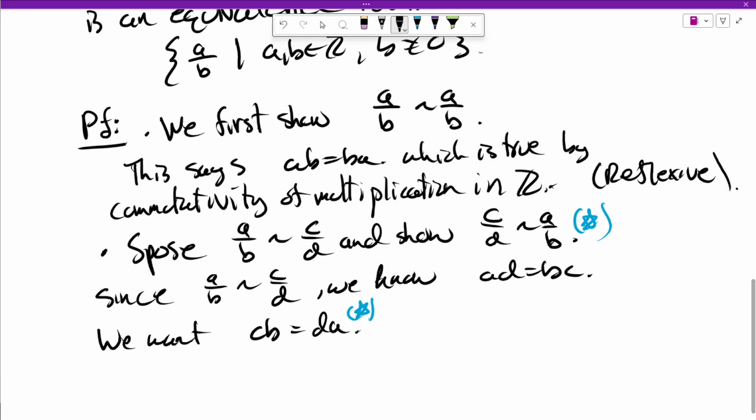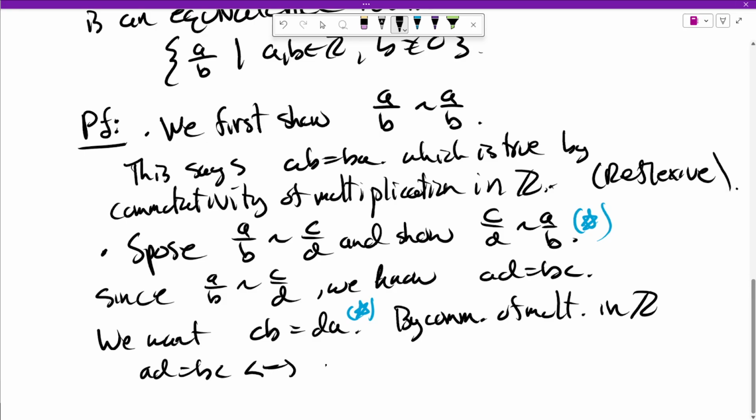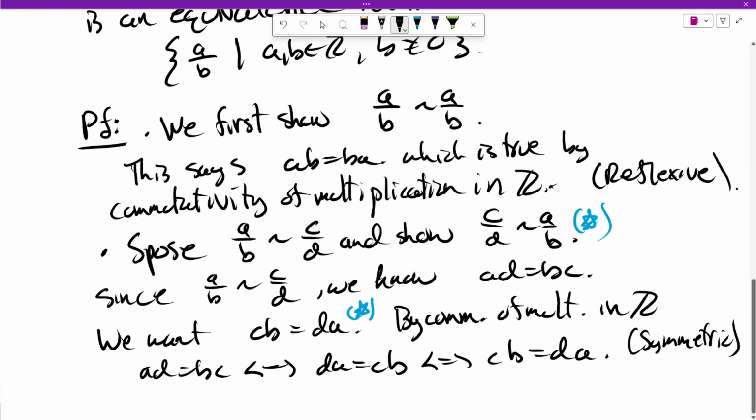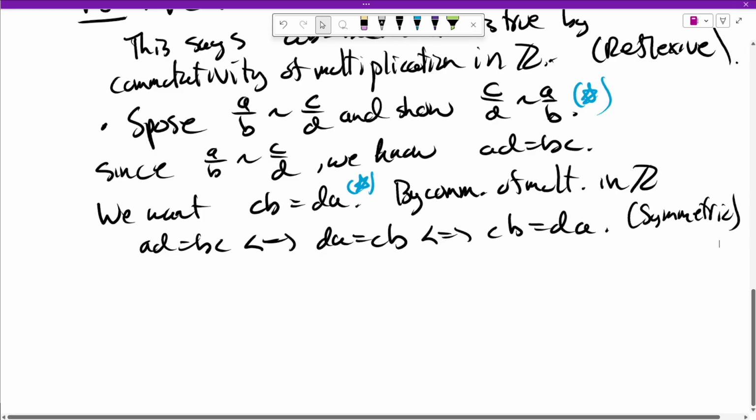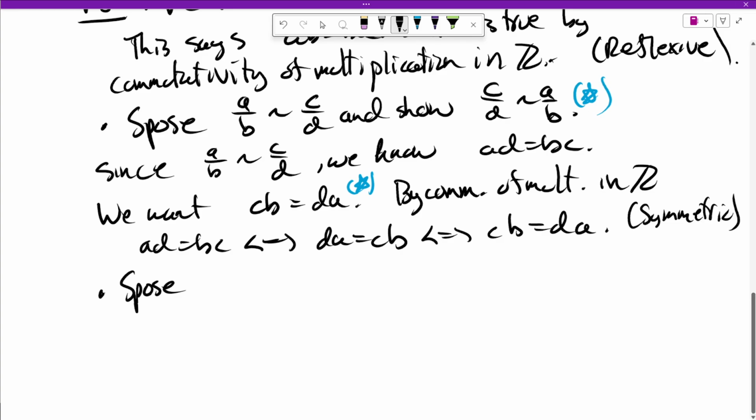But again, we have commutativity of multiplication. I'm just going to say comm of mult in Z. AD is BC is the same thing as saying DA is CB. And by the symmetric property of equality, this is saying CB is DA. So it's symmetric. Great. And then the last property is transitivity, which I'm not sure that I actually remember how to do, but we're going to try it out.